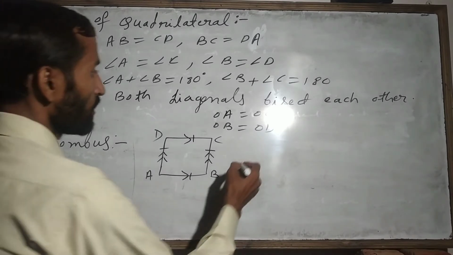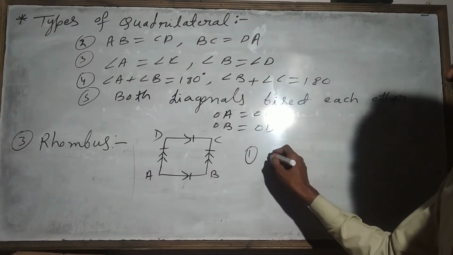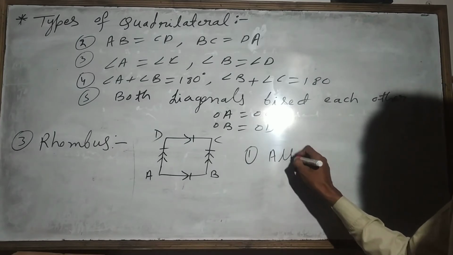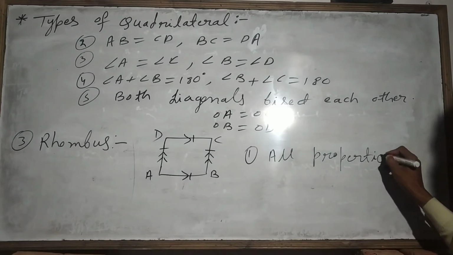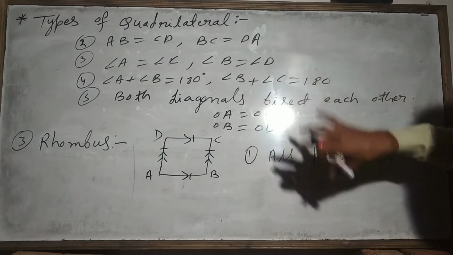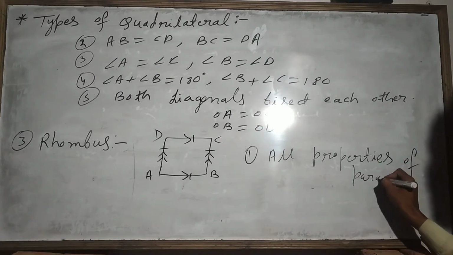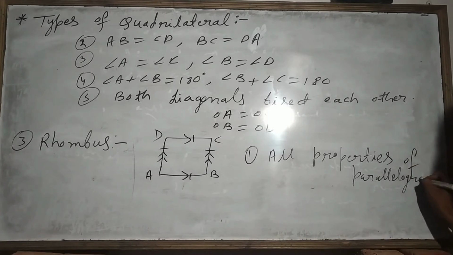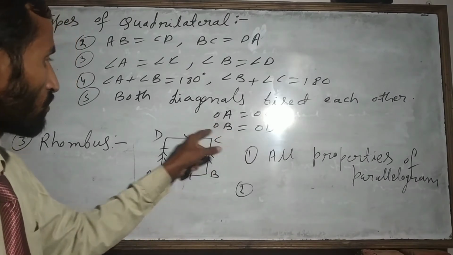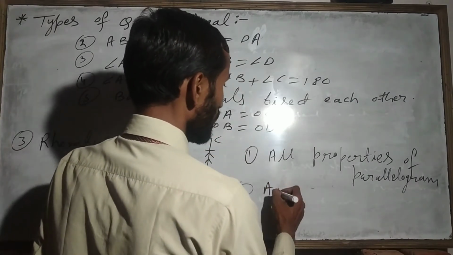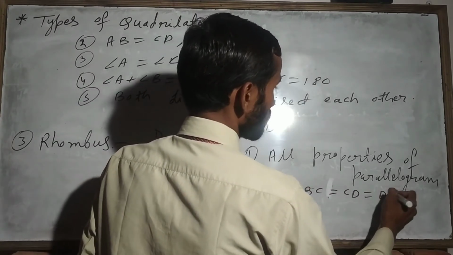Now we can write the properties here. The first property: all properties of parallelogram. Whatever we have studied in the parallelogram, the same properties will come in this also. And one more extra: AB is equal to BC is equal to CD is equal to DA. It means all sides are equal.